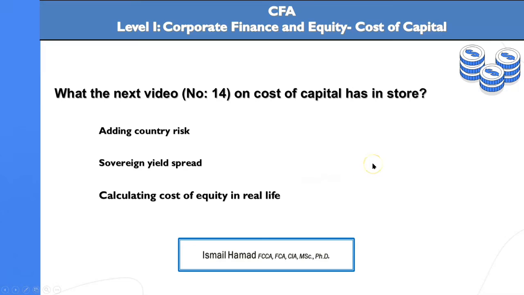Also, we are going to calculate the cost of equity in real life, because in real life, after using the capital asset pricing model and the estimated beta, we adjust that figure in certain cases. We will look into that in video number 14.